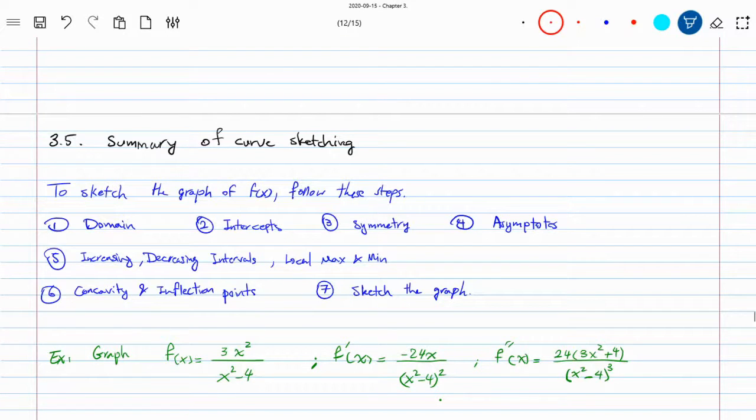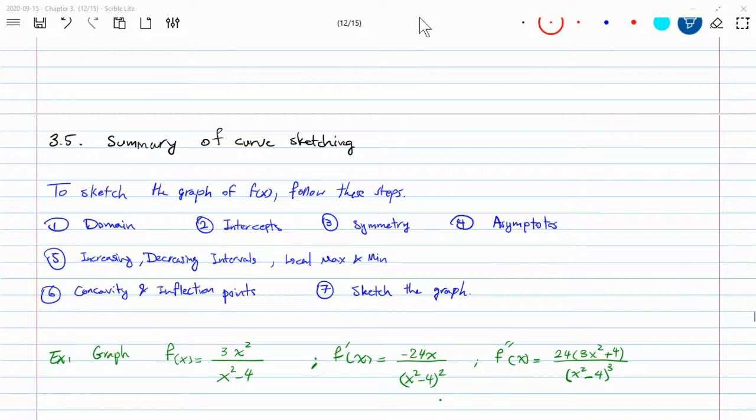Welcome back. Today we're going to talk about curve sketching. Last time we discussed the use of the first and second derivative in increasing and decreasing intervals and concavity of a graph. Today we're going to put all the information that we've learned so far into one section and discuss the use of that information to graph a function.